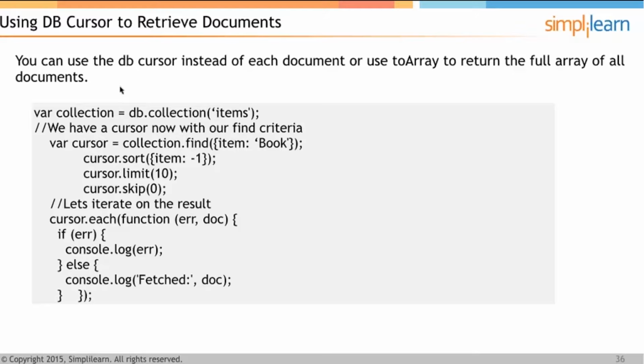Now the cursor is with me. I need to iterate on the result which I get. So what I can do is cursor.each, and I can give the function error comma doc. If we get an error, print the error to the console. If that doesn't happen, on the console you can print whatever is fetched, along with doc. The doc will be the document which we would have retrieved after the cursor has gone through the full collection. So that's the way I can follow if I want to use a cursor to get the documents.